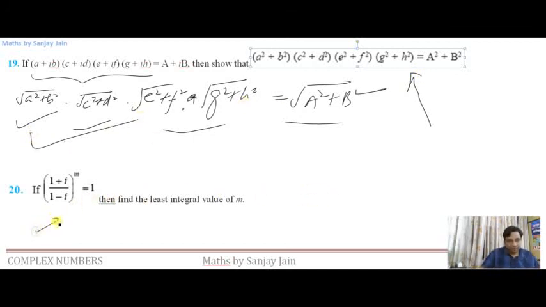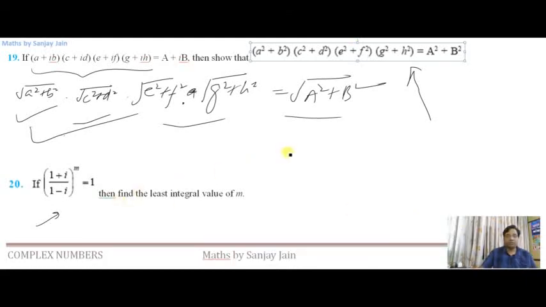Now for this, (1 plus iota) raised to power m divided by (1 minus iota) raised to power m. We know we have solved this expression many times in this exercise itself. I want you to solve it now yourself, because this will come out to be iota, right? We have done it, I think, 2-3 times in this exercise itself. So on the left hand side it is iota raised to power m, and on the right hand side it is 1.